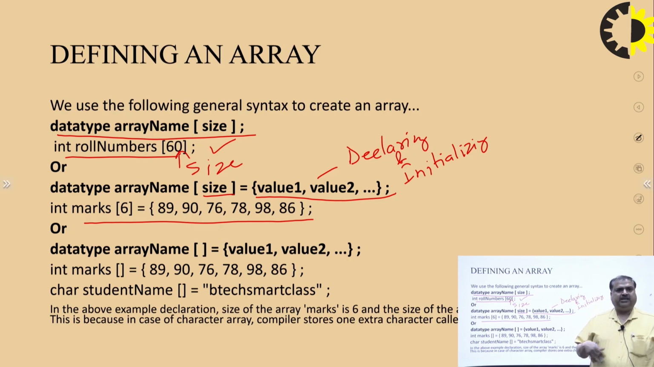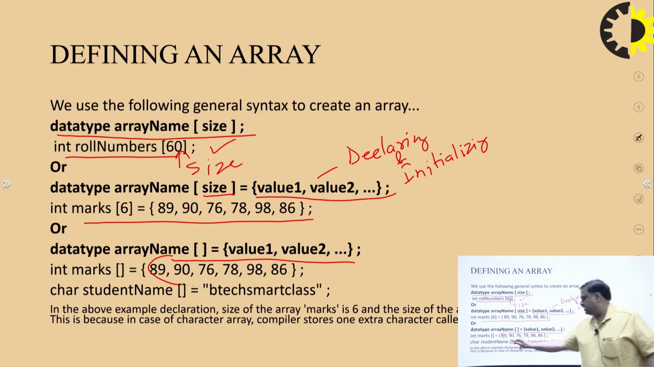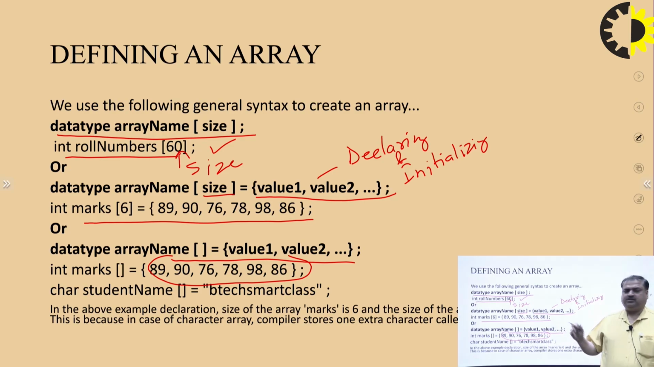Another way of doing this is that we can omit the size. Whatever values I am providing will decide the size of the array. For example, here are the values I have provided: 1, 2, 3, 4, 5, 6. The size of the array will become 6. So, the values which we have provided will decide the size of the array.